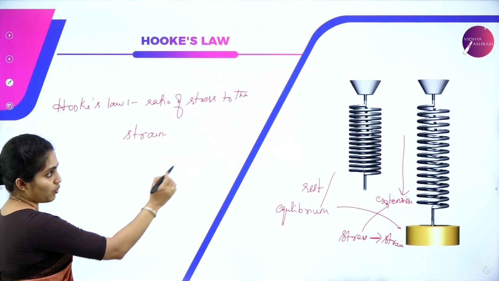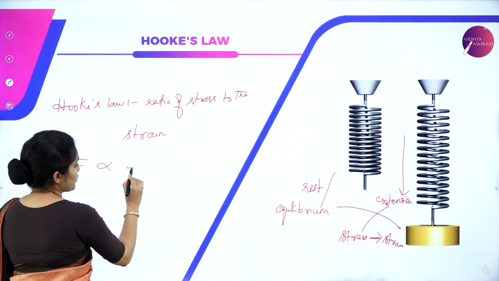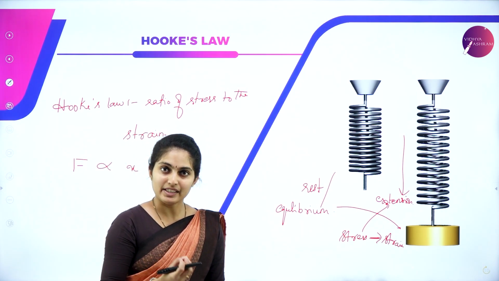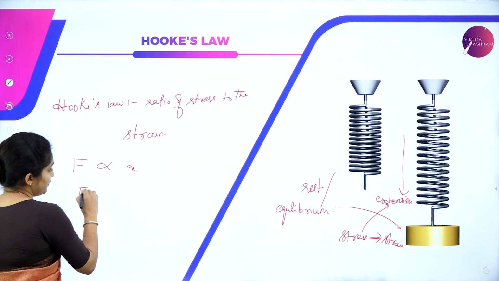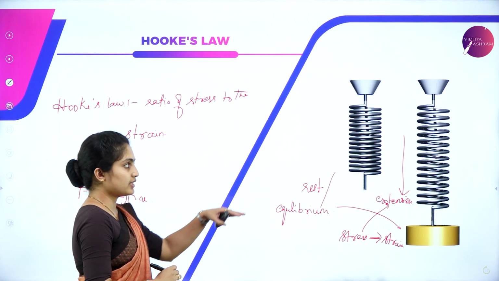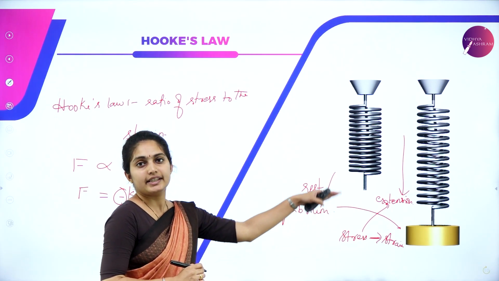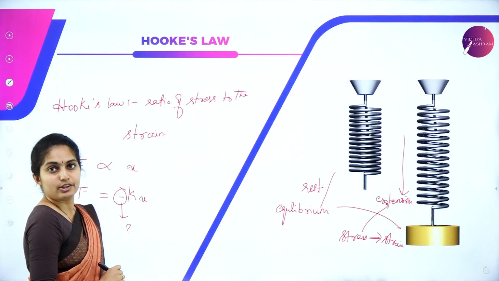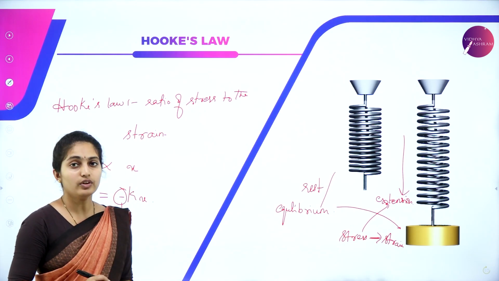In this case, what is applied to this spring? The force is applied. Force is directly proportional to the displacement. How much force you apply, that much displacement you can see. So F is equal to minus K of X. Why this negative sign? Because it tends back. Once you pull the spring, as you leave it, it gets back to its equilibrium position. That is why the negative sign is there. So force is equal to minus K into X, which is called Hooke's law.